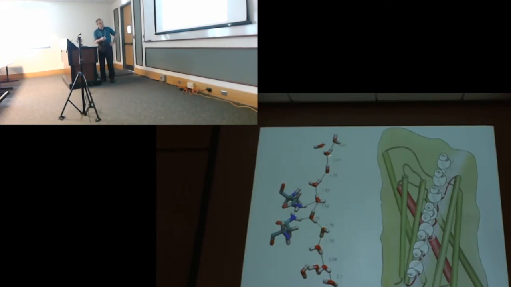This is a model based on the crystal which matches closely with the crystal structure. Okay. Questions? And then Ryan can, yes.